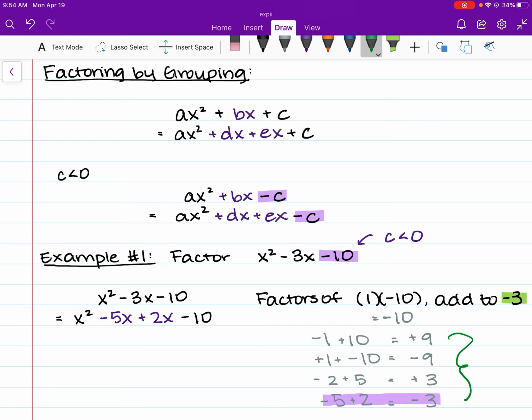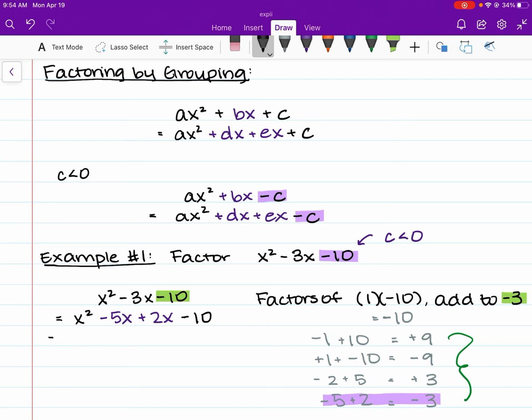And so when we're looking at this negative 10 here, we have to be mindful of the fact that it's a negative number. And that is really, really important when we're factoring this equation. And so now we're going to factor by grouping as normal given this new equation.